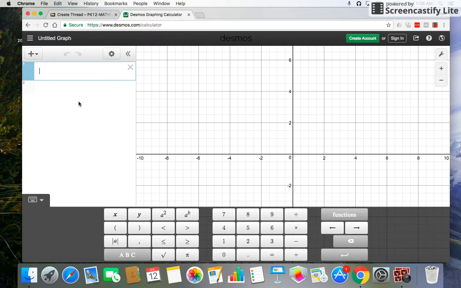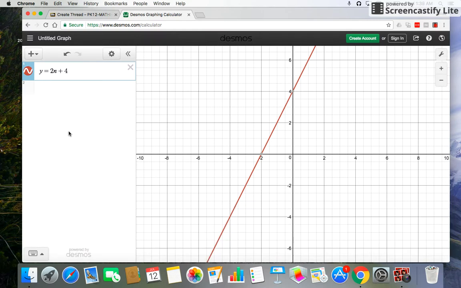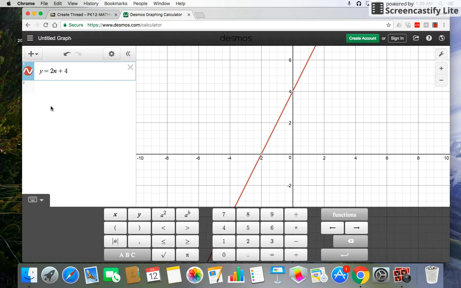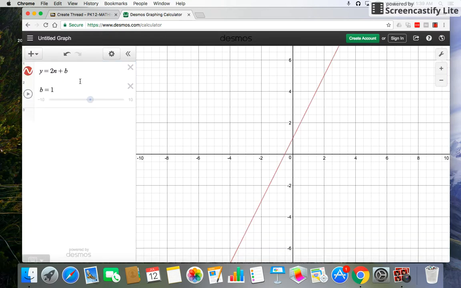So let's say I want students to graph y equals 2n plus 4, all right? So that's graphed, that's great. Now, let's say that I want to know what happens if this 4 changes. So I could change it to a 5 really quickly. I could change it to a 6 really quickly. That's great. But what if I make it a letter, a parameter?